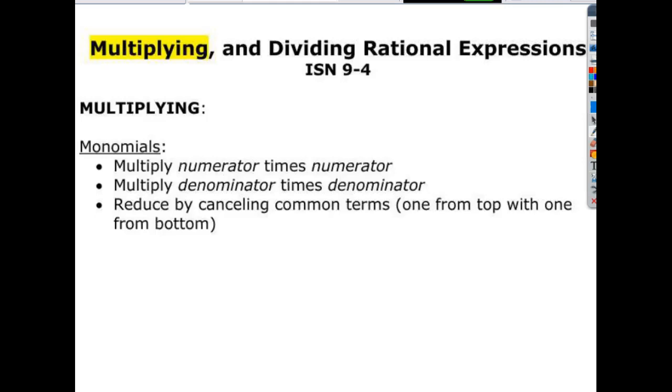So right here we're multiplying and dividing rationals, and you remember that the word rational means fraction. So it tells you exactly what you're supposed to do to multiply fractions. You multiply numerator times numerator and denominator times denominator, and then you reduce by canceling. Now, that says for monomials.